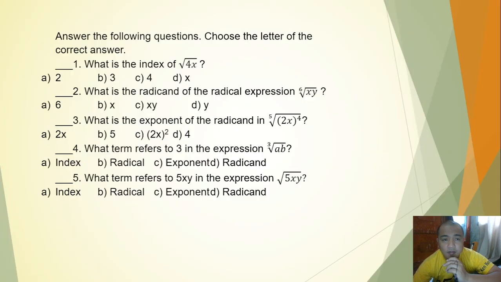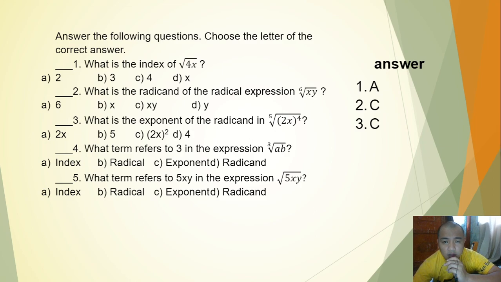Okay, let us answer the following questions. Choose the letter of the correct answer. This is a multiple choice exercise. What is the index of the square root of 4x? That's easy. The answer is 2, A. Number 2, what is the radicand of the radical expression 6th root of xy? The answer is C, xy. Number 3, what is the exponent of the radicand in the 5th root of the quantity 2x raised to the 4th power?